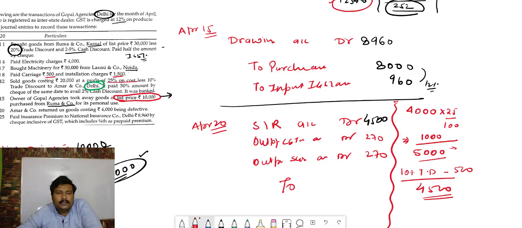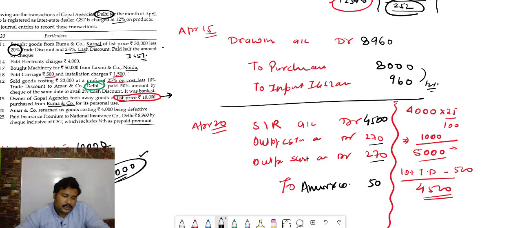Now, bacha, sales return account debit 4,500, output CGST account debit 270, output SGST account debit 270. Now to whom, bacha, is returning the goods? Amar and Company. So to Amar and Company. Total return is how much, bacha? So it will be 5,040 rupees.